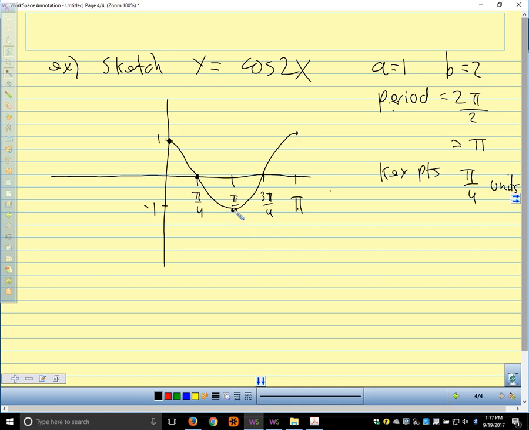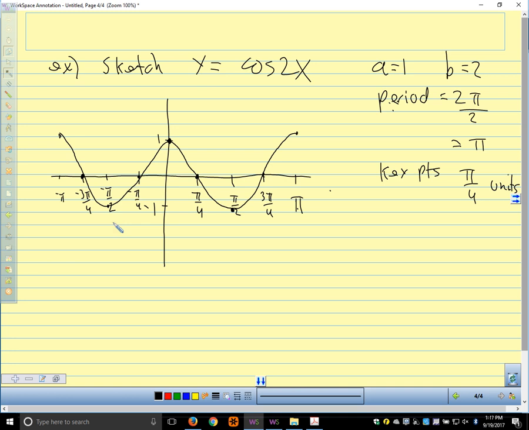Make this point a little bigger so it goes through that point. There we go. And we can continue if we wanted 2 periods. I can go in the reverse direction, and I would just continue my graph over here. And there would be 2 periods of that cosine graph. All right, questions?